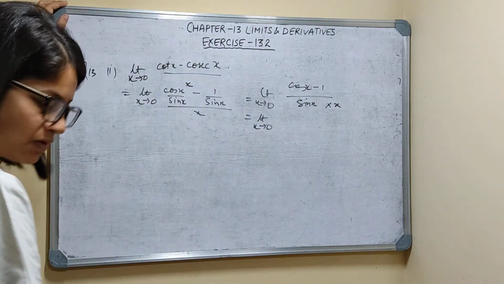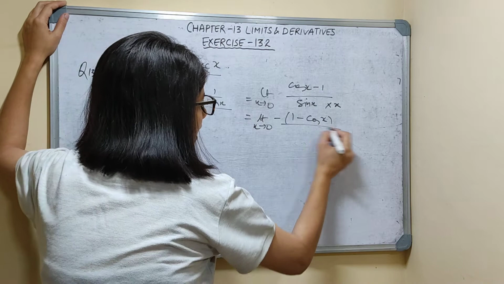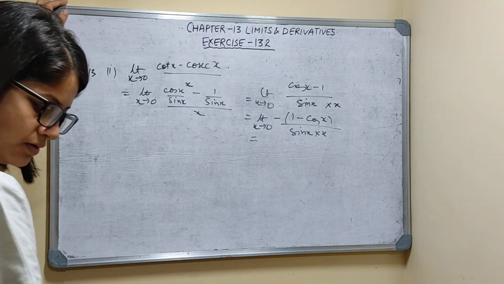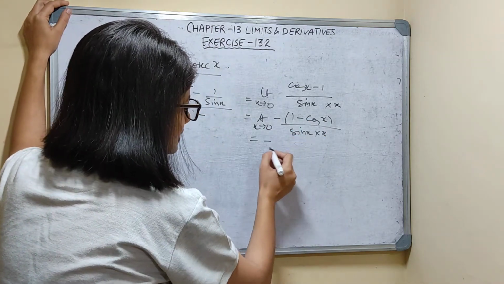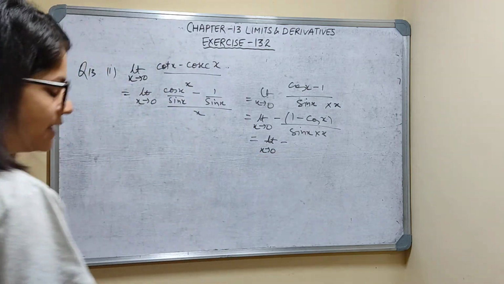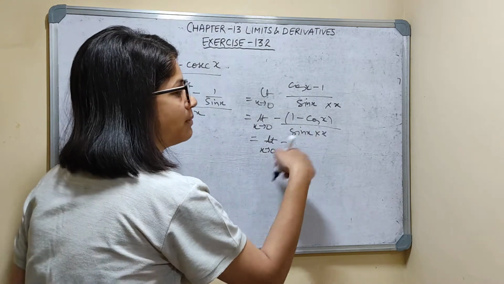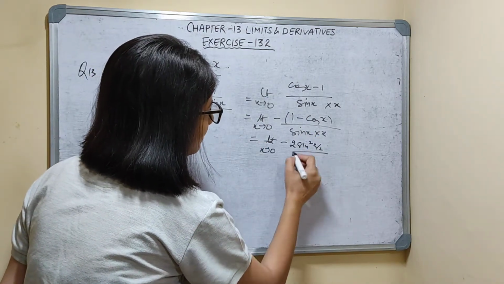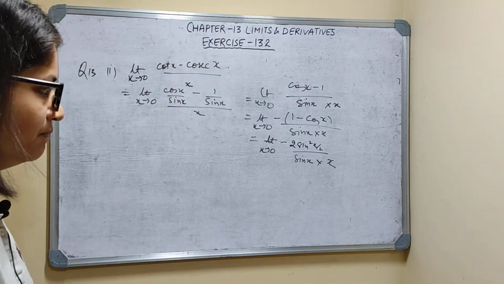So limit x tends to 0, cos x minus 1 upon sin x into x. So minus I can take common because I know the formula of 1 minus cos 2x. Minus limit x tends to 0, 1 minus cos 2x is 2 sin square x. But here it is 1 minus cos x, so I am writing 2 sin square x by 2 upon sin x into x.